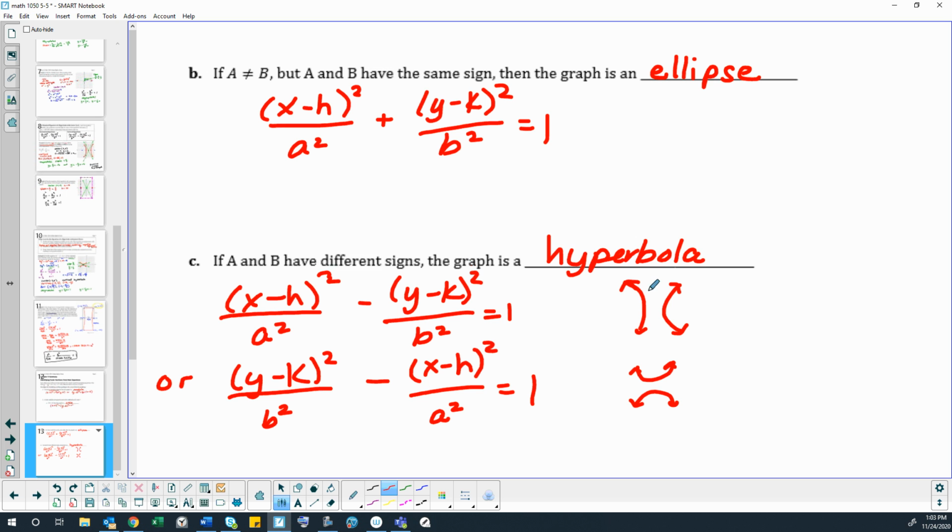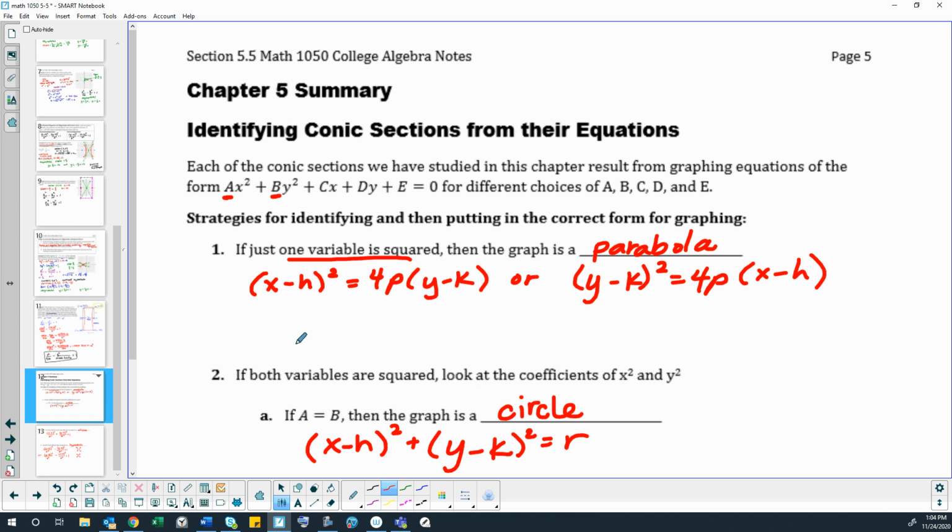Okay, so all of these have at least one of them that's squared. Either the x is squared or the y is squared or both. If the coefficients are different signs, it's a hyperbola. If the coefficients are the same sign but different numbers, it's an ellipse. If the coefficients are the same sign and the same number, it is a circle. And if only one of the two variables, either x or y, is squared, we get a parabola.